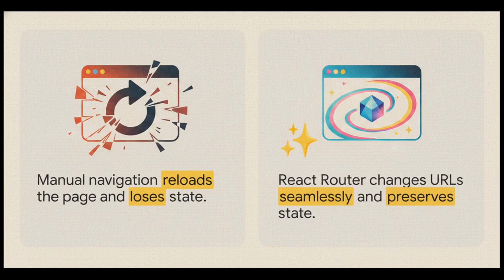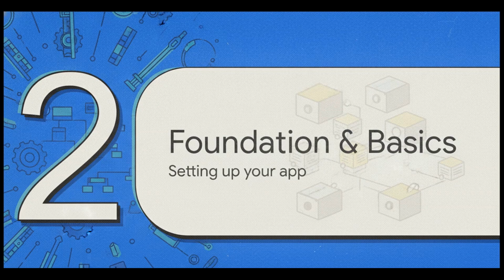But when we use RequireAuth, the URL changes seamlessly. Only the specific parts of the screen that need to change actually update, and the best part, your app's state is perfectly preserved. Moving on to section 2, foundation and basic navigation.